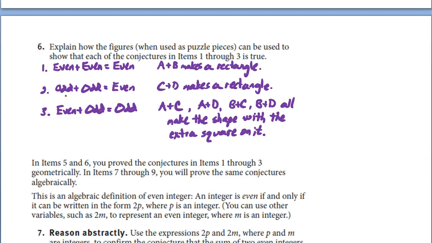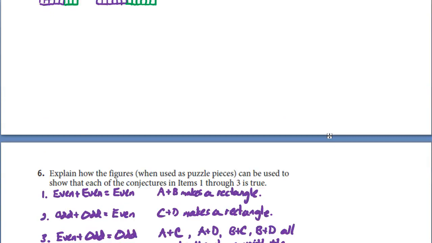Our second conjecture was an odd plus an odd is equal to an even. And that's shown with the C plus D fits together to make a rectangle. The third conjecture, an even number plus an odd number, is always equal to an odd number. If we took A plus C, A plus D, B plus C, or B plus D, and fit those together, they would always make a shape that had that extra square on it.